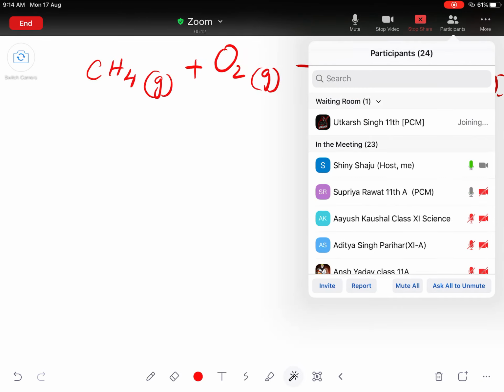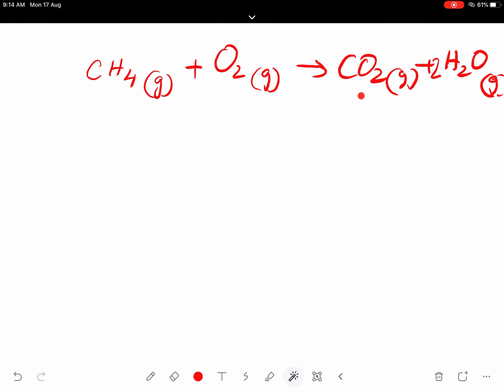Alright, thank you. So here 2 oxygens and here 2 oxygens, so altogether 4 oxygens are here. But here you see only 2 oxygen. So what you have to do? You have to put 2 here. So 2 into 2, 4. So we have balanced this equation.